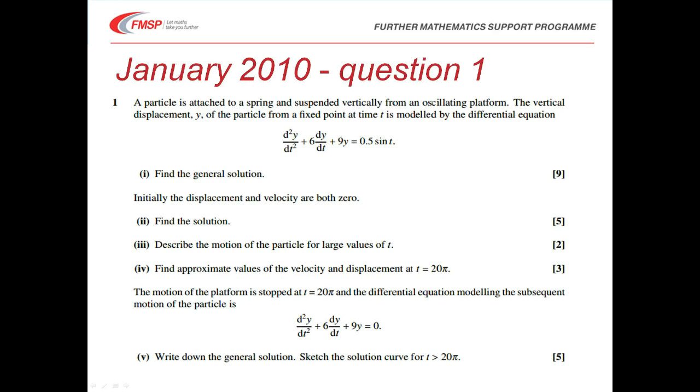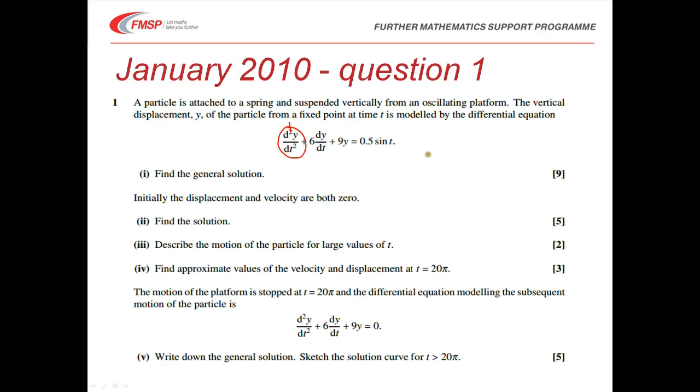Now let's look at an exam question from the January 2010 MEI DE paper. This is question 1, and it should be immediately obvious that this is straight out of the second order bit of the DE syllabus. You can see straight away that we've got a second order equation to work with, and I can see that because of this being a second derivative.